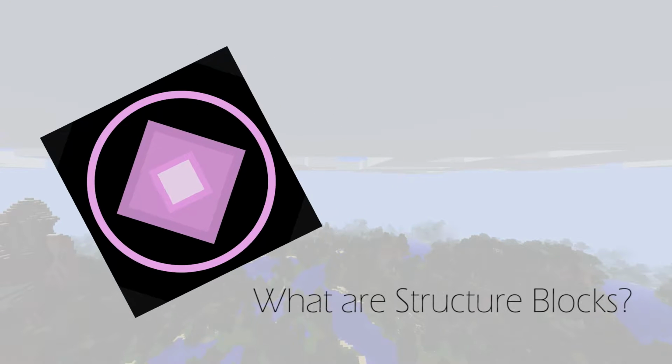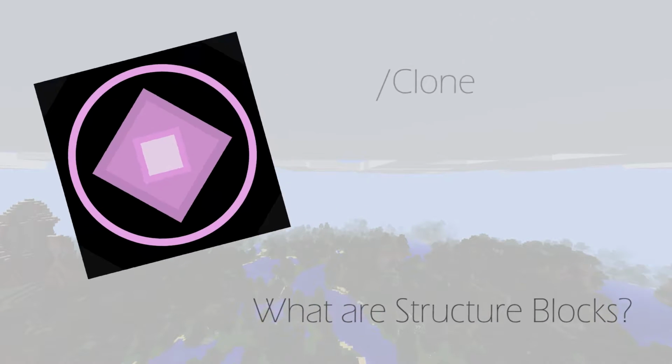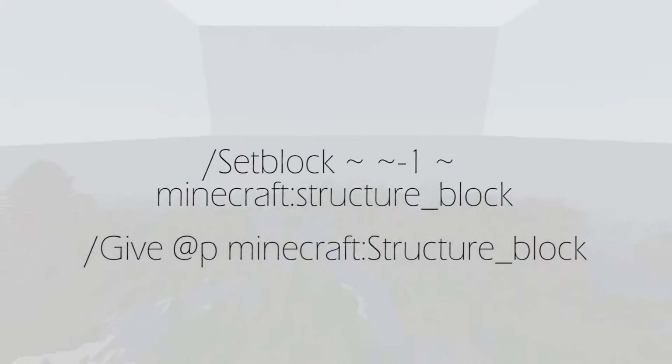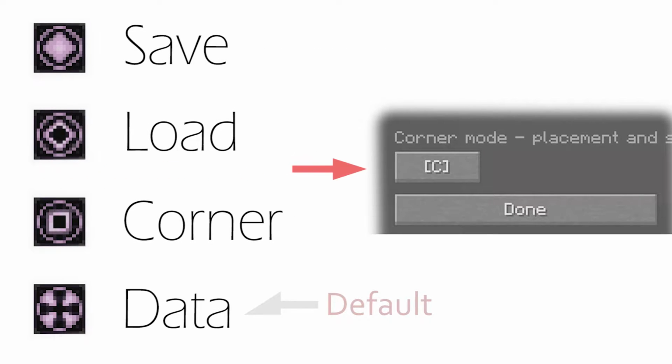Today we'll be talking about structure blocks. What are structure blocks? Well, they're a lot like clone commands, except in block form. They can only be accessed through /give or /setBlock using these commands. There are 4 different modes you can use in a structure block: save, load, corner, and data. By default, it is set to data. You click on this button right here to change the mode.